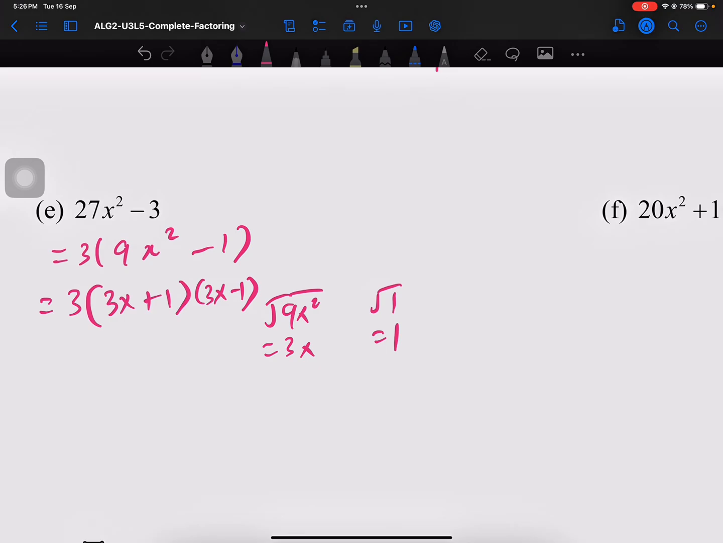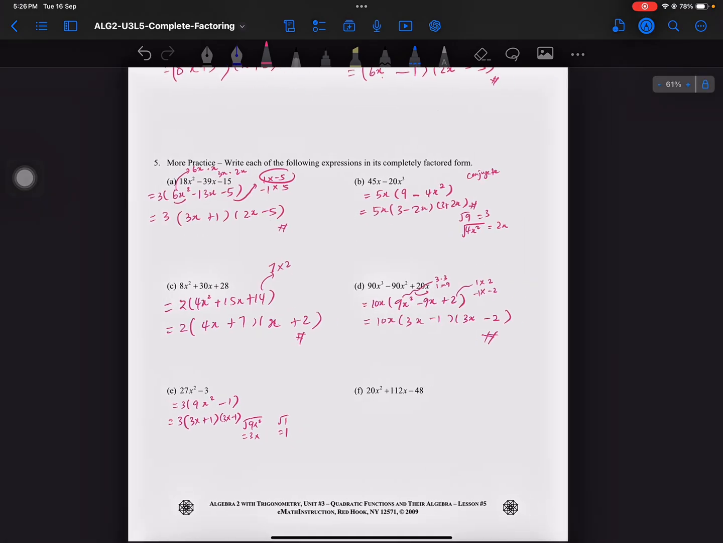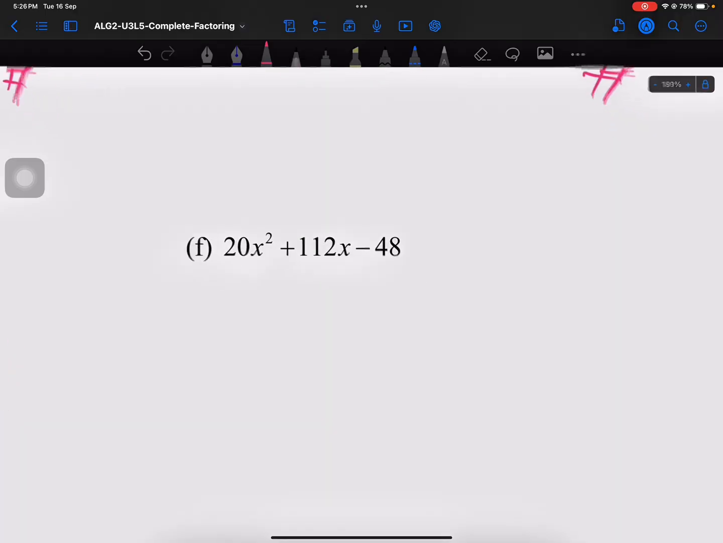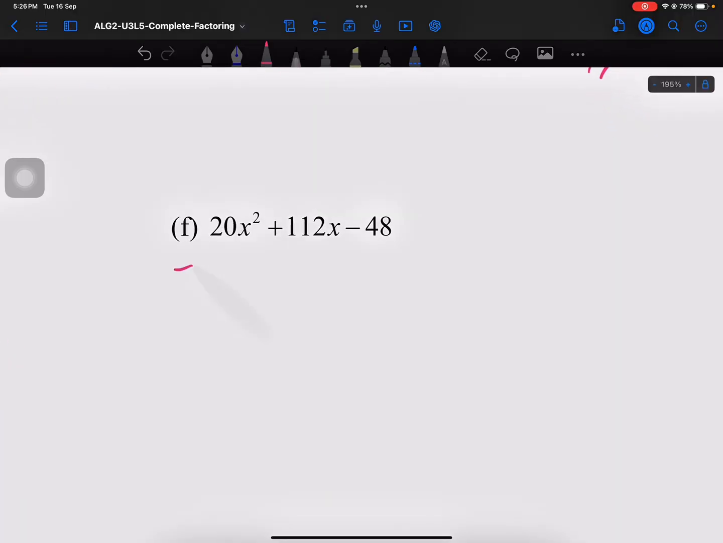Okay, move on to F. Last question. So we take out our GCF, which is 4. So 5 times 4 is 20, 28 times 4 is 112, minus 12.